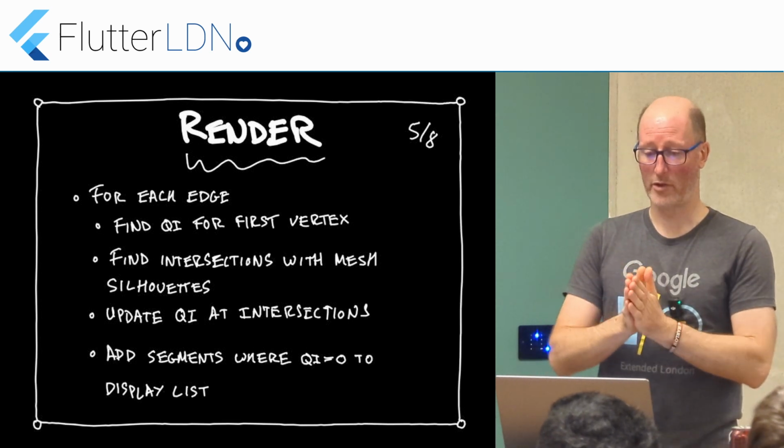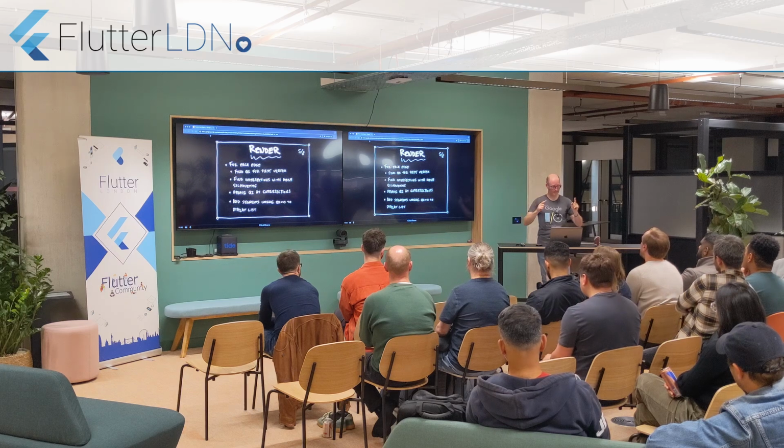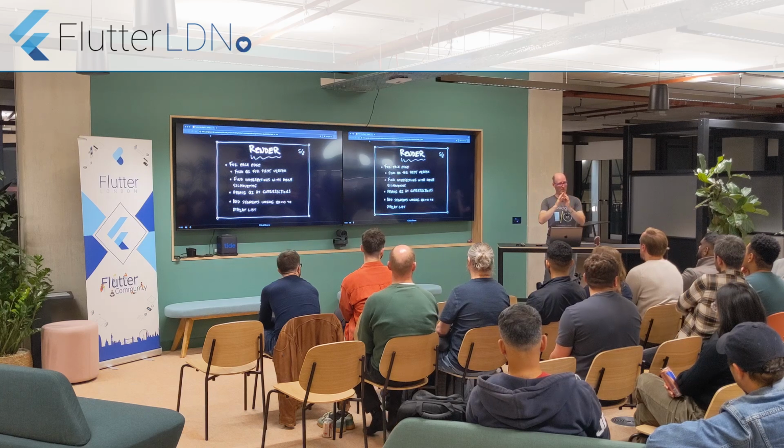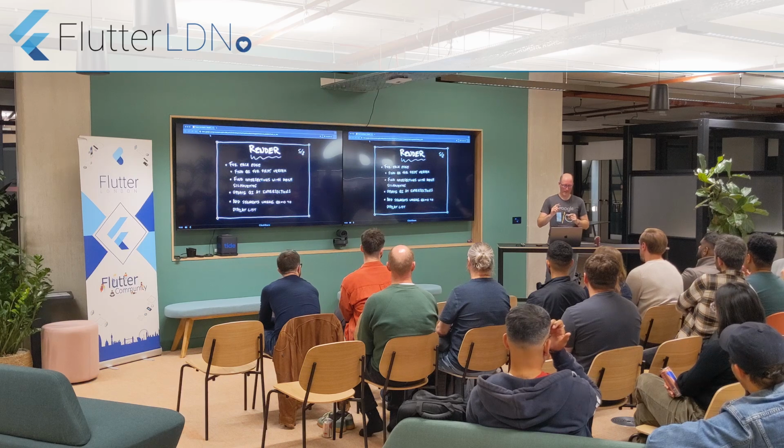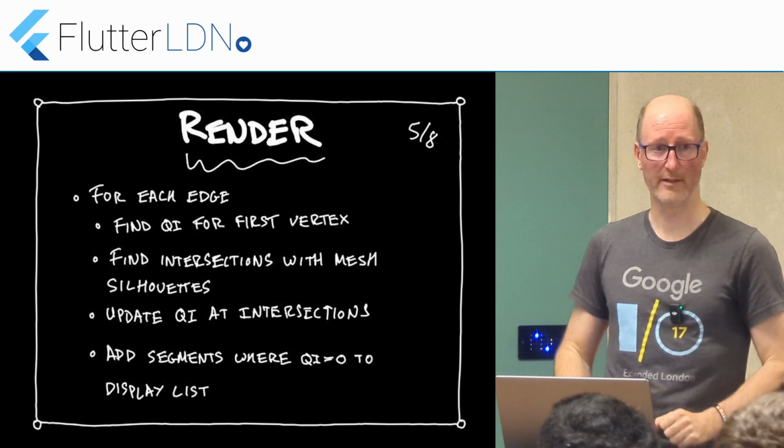Right, back to the render. What we need to do to draw an edge on the screen is to look at the first vertex of one end, figure out what QI is from that, and then we go through the intersections of the silhouettes of meshes. As we go along the line, we update QI depending on whether we're going from in front of the mesh to behind. And once we've done all that, any line segments with quantitative invisibility of 0, we can send to the display list and we'll draw them on the screen and then we'll pray.